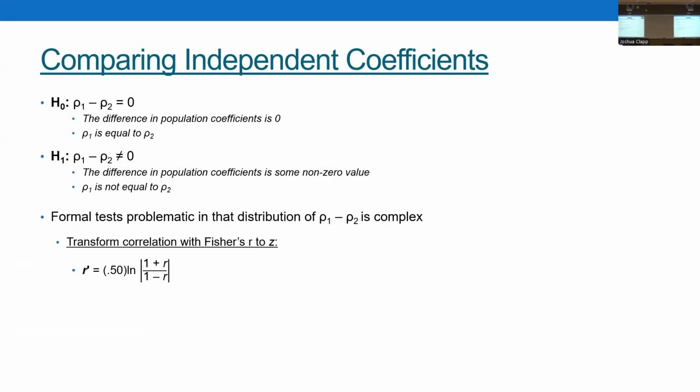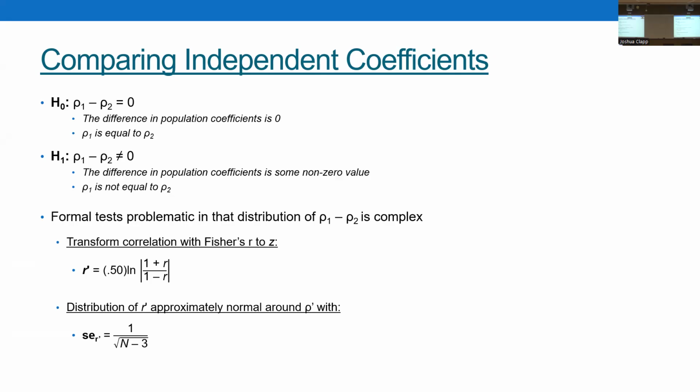So if I plug in my correlation, let's say I've got a correlation of 0.3, into this equation, what I get is r prime, that's my Fisher r to z. And what's nice is we know the distribution of r prime. It is approximately normal around rho prime, which is the Fisher r to z of the population correlation. And my standard error for this is 1 over the square root of n minus 3.